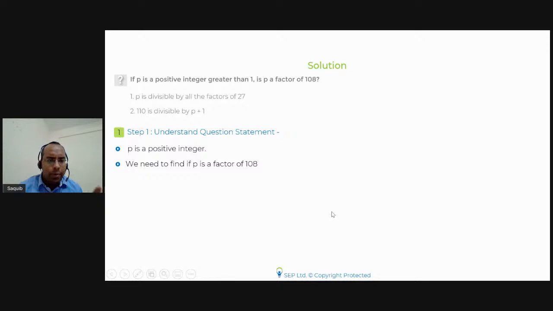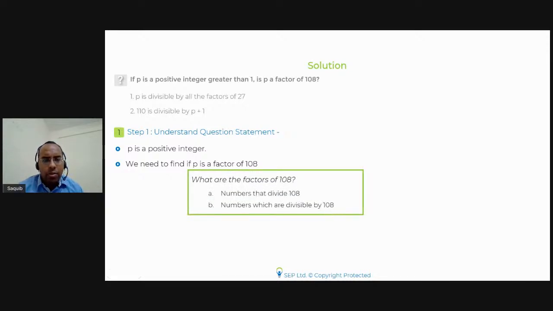Simple. Now, let me ask you a simple question, because a lot of you might not be aware of this. What do we mean by factors? Are factors numbers that divide 108, or are factors numbers which are divisible by 108? Which one of them is correct? Is it A or is it B? What are factors? Come on, guys, very quickly. Factors are numbers that will divide 108, right? So that's the basic thing that you should be aware of. If not, then you might face some problems.